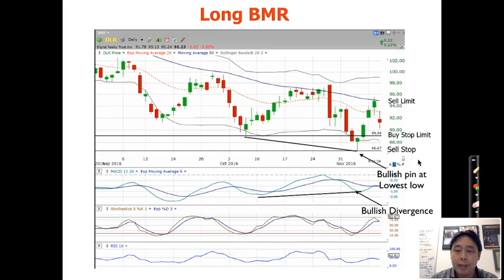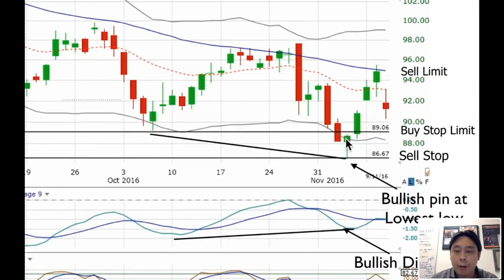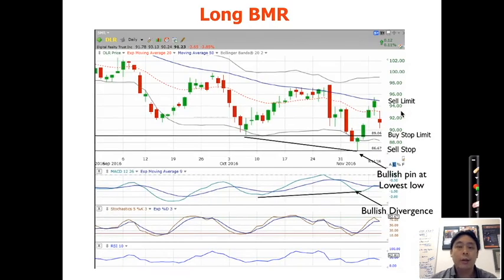What happens the next day? The next day, you can see the price opens higher than 5 cents above our high. It gets triggered. 1, 2, 3 days, it hits our profit target. So in 3 days, we're out of this trade. We take our 2R profit.